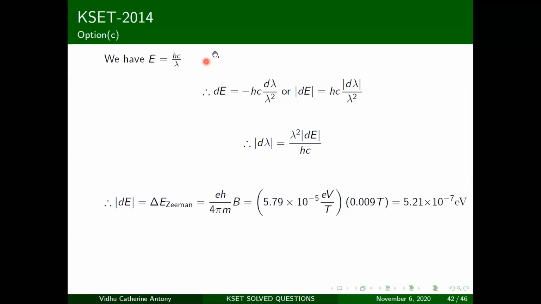This is something that you will be deriving in your third semester. You'll be deriving this formula, looking at the splitting of the spectral lines and the shift of each. You'll be doing this derivation in your coming AMOP lectures. So what do you have here? dE Zeeman is equal to eh divided by 4 pi m into B. e is a constant, h is a constant, and for m you're supposed to use the mass of the electron.